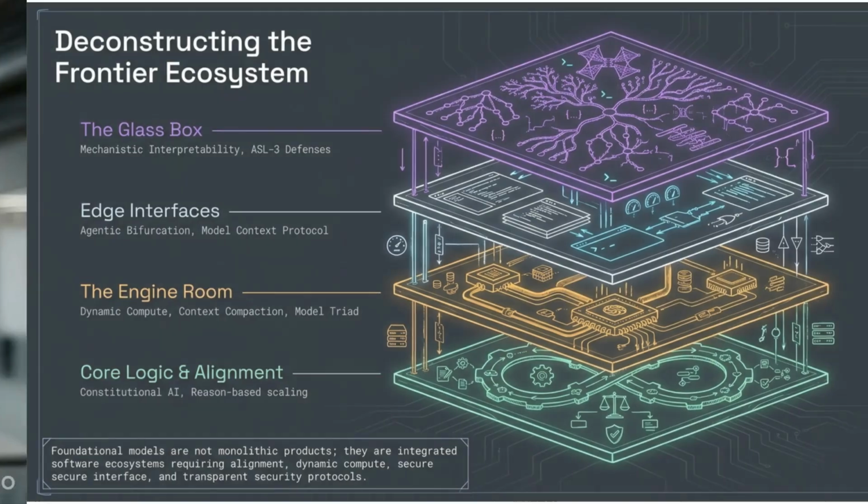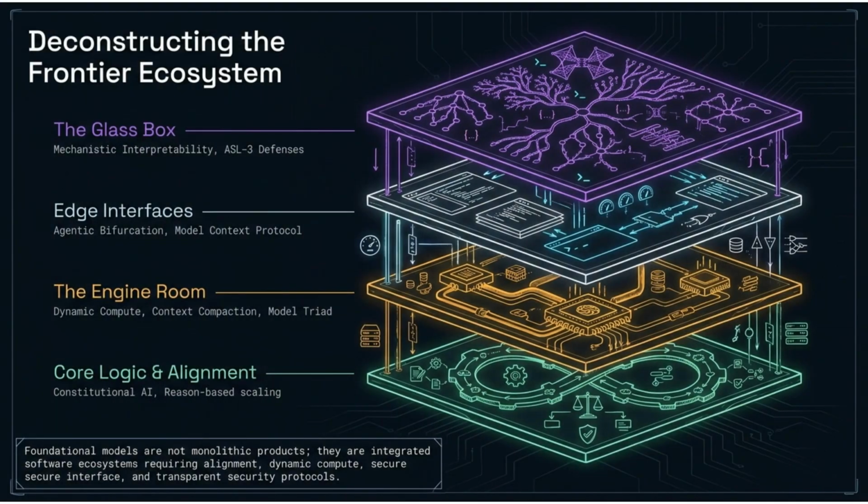This Claude architecture includes components like the constitutional AI gateway, agentic autonomy controller, and neural network debugger. Deconstructing the frontier ecosystem reveals it as an integrated software environment. It comprises the glass box for interpretability, edge interfaces for protocol, the engine room for compute and context, and core logic and alignment for constitutional AI and reason-based scaling.